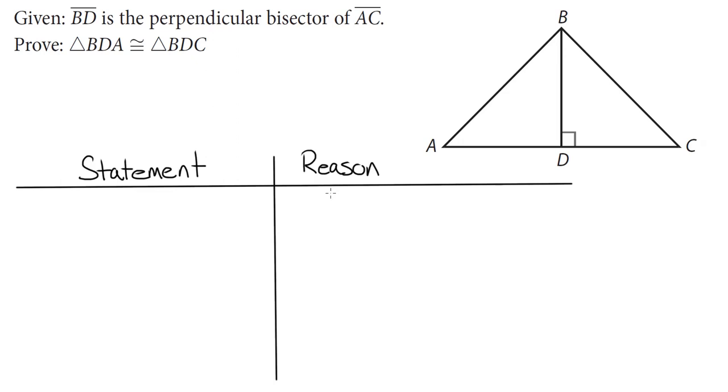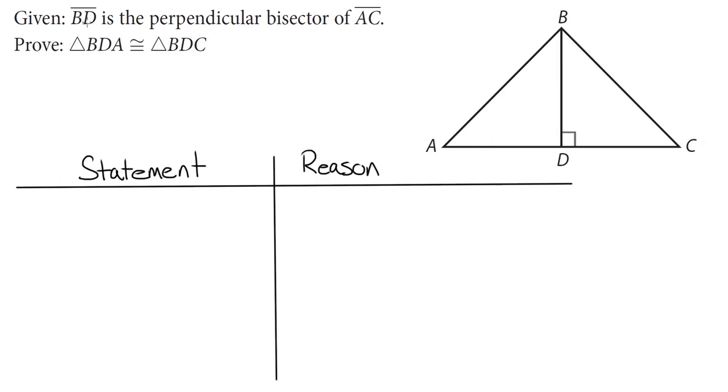All right, now let's take a look at some proofs using SAS. It says here, given that side BD is the perpendicular bisector of side AC, prove that triangle BDA is congruent to triangle BDC. So let's look at our information and our diagram and see if we could come up with a plan for our SAS proof.